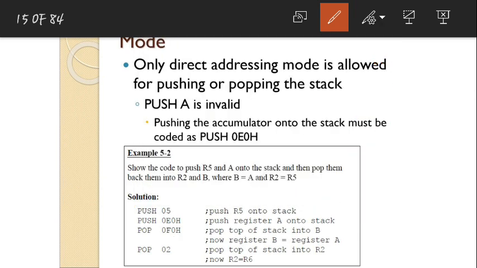See, push R5 onto the stack, then push register A onto the stack. Both are pushed onto the stack. Then pop the top of the stack into B. Now register B is equal to register A, because we are retrieving the value of A into B. So A is equal to B. Now pop the top of the stack into R2. When you pop that, you will retrieve the value of R5 into R2. So R2 will be equal to R5. This is not R6, this is R5.